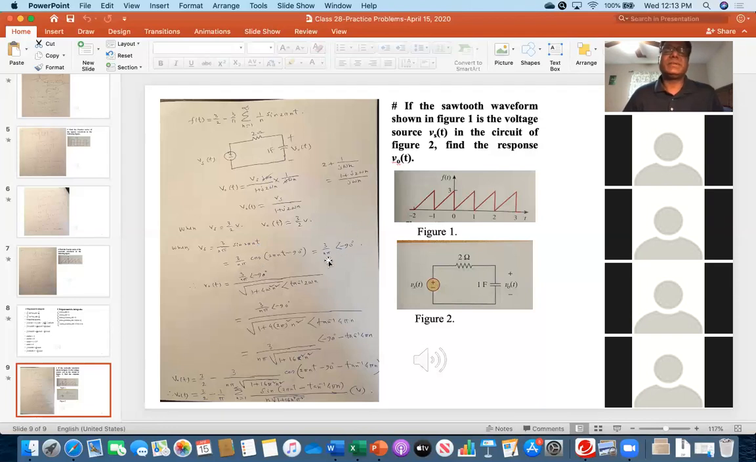Now this is your voltage. Plug this Vs value into the V naught equation. So V naught of t for Vs, I plugged in 3 over n pi angle minus 90. In the denominator, it was 1 plus j2 omega n. I calculated its magnitude, the square root of 1 squared plus 2 omega n squared, so I am getting 4 omega squared n squared. And what's my angle? Tan inverse of 2 omega n over 1, so tan inverse 2 omega n.